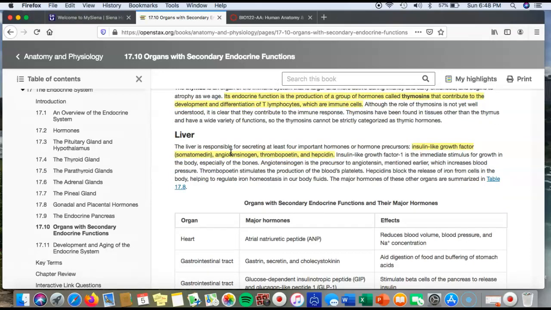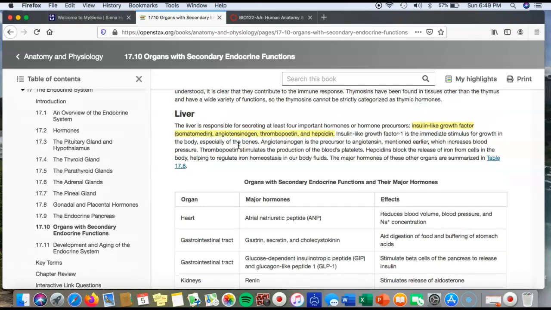And lastly is the liver. The liver is responsible for secreting at least four important hormones or hormone precursors: insulin-like growth factor, or somatomedin, angiotensinogen, thrombopoietin, and hepcidin. Insulin-like growth factor is the immediate stimulus for growth in the body, especially the bones. Angiotensinogen is a precursor for angiotensin, which increases blood pressure. Thrombopoietin stimulates the production of blood platelets, and hepcidin blocks the release of iron from cells in the body, which helps regulate the levels of iron in our body fluids in general.